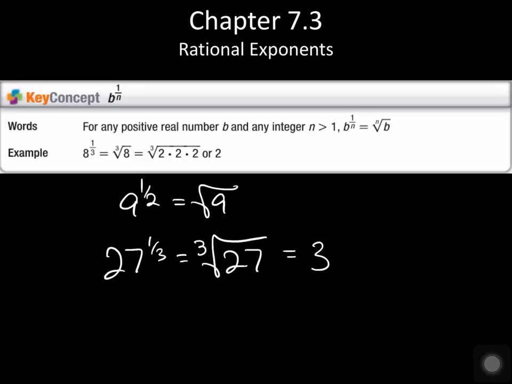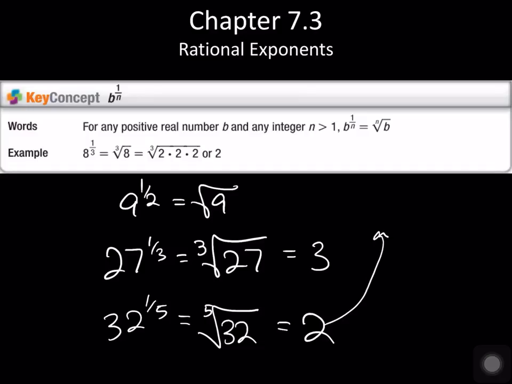Okay, 32 to the 1/5 power is the 5th root of 32. And you've not played with this enough yet to know this, but that is 2. Okay, now I'm going to come up here real quick and show you why. Because 2 to the 5th equals 32, and you've not played with that enough yet to know, but that's why. So there you go. Fractional exponents, we rewrite them in radical form.